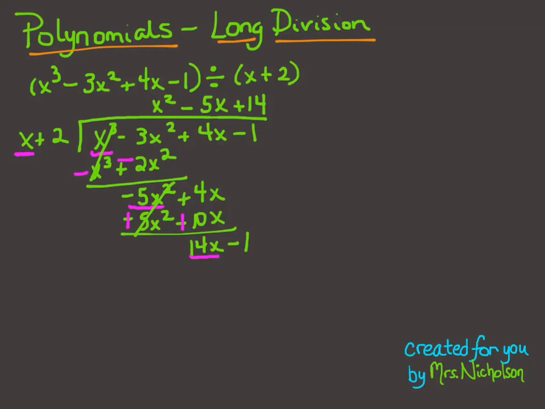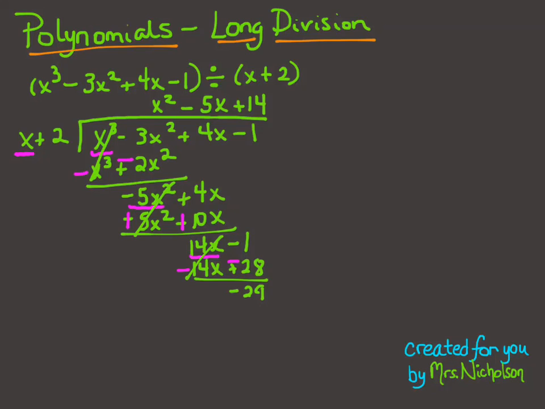I'm going to multiply 14 times x and 2. So 14 times x is 14x, and 14 times 2 is 28. I'm ready to subtract, and when I subtract, I'm going to change both signs. 14x and negative 14x, they cancel out. Negative 1 and negative 28 would be negative 29. And negative 29, that's my remainder.